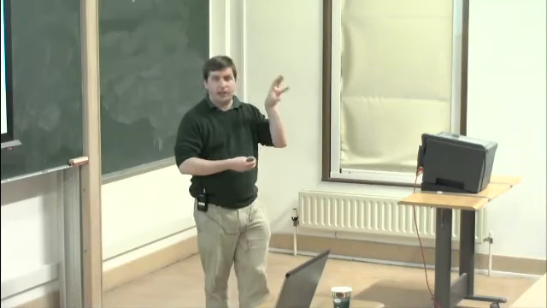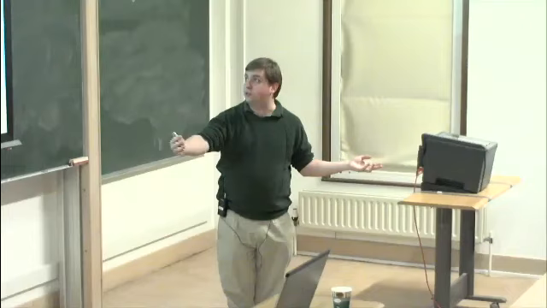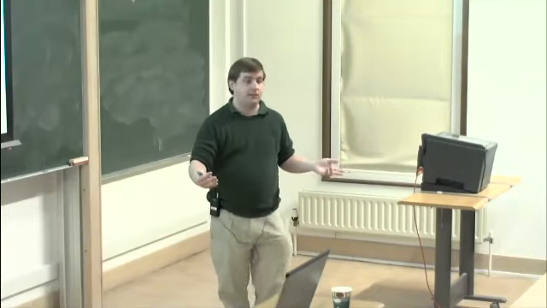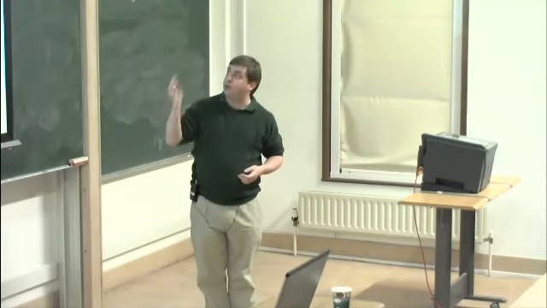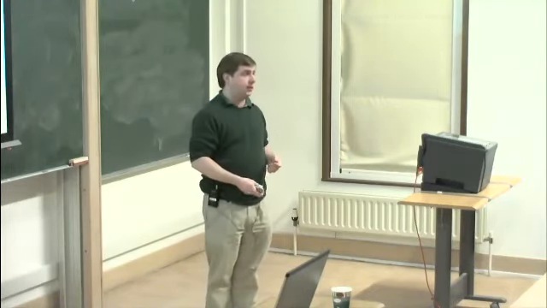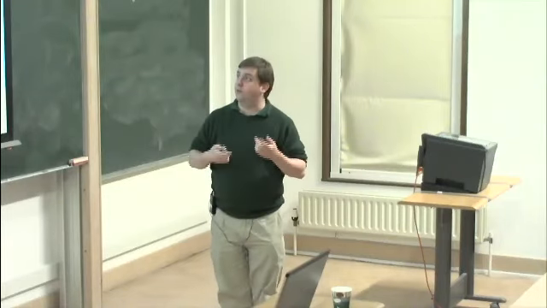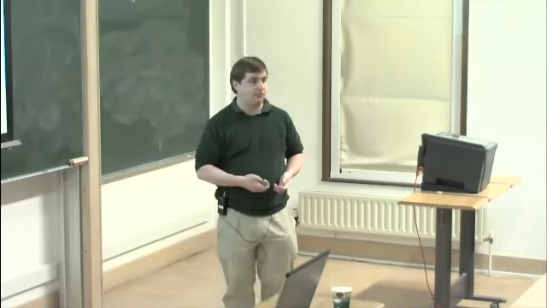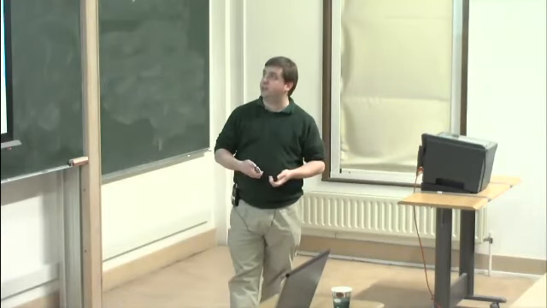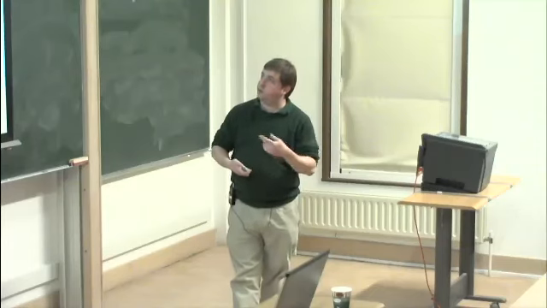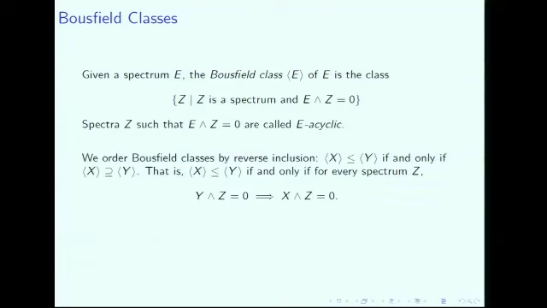For each spectrum E, we've got a class of spectra. We order it by reverse inclusion. So the Bousfield class of X is less than the Bousfield class of Y if and only if it's greater as just a class in the usual set-theoretic sense. Or to put it another way, X is less than Y as Bousfield classes if and only if for every spectrum Z, Z smashes with Y to 0 implies that Z smashes with X to 0.